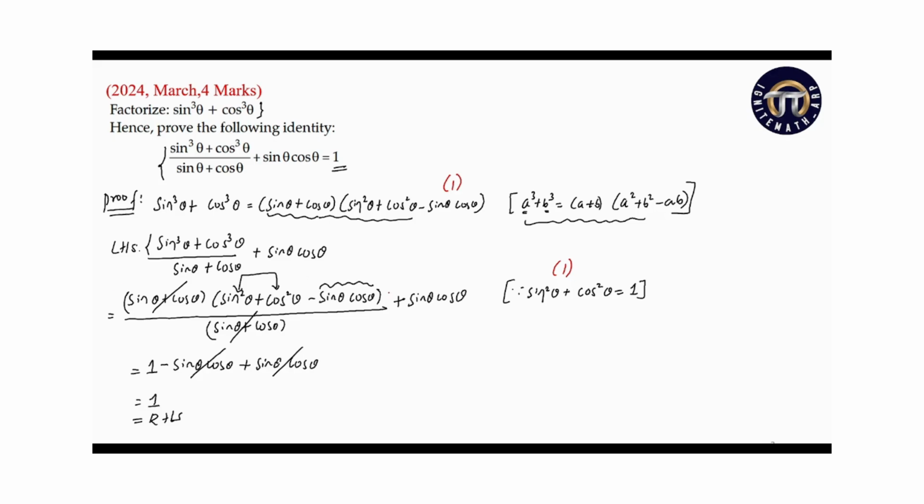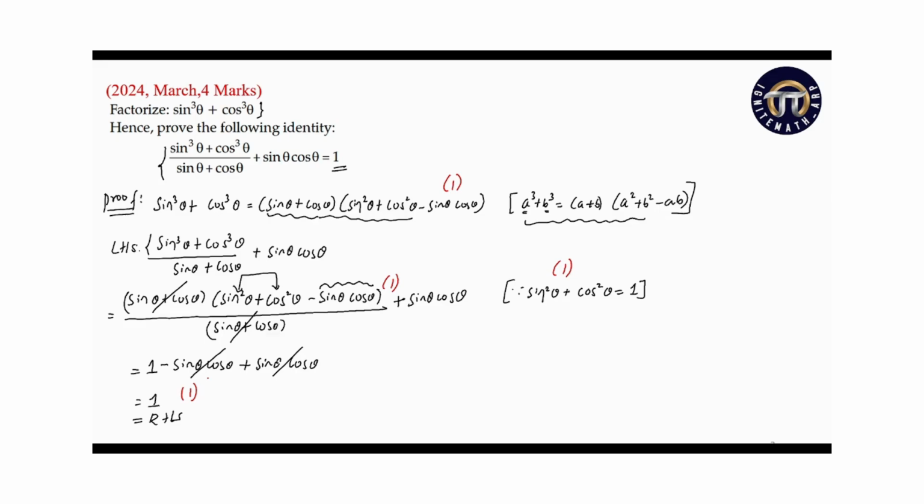And writing this step and doing the cancellation, 1 mark will be given, and arriving at the RHS after cancelling minus sin theta cos theta and plus sin theta cos theta, that will give you 1 mark. So totally 4 marks are allotted for this kind of questions.